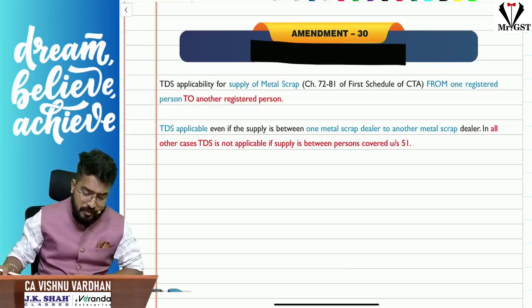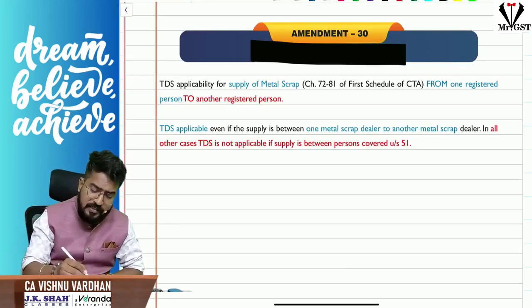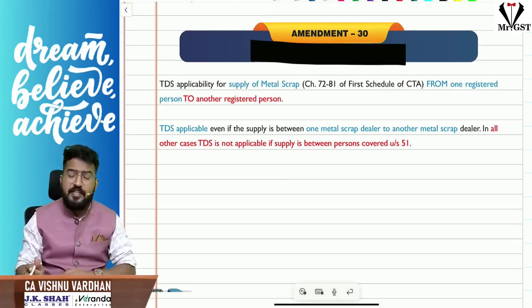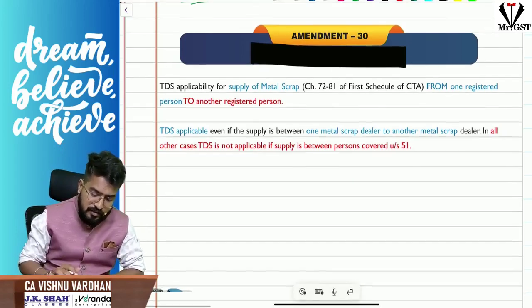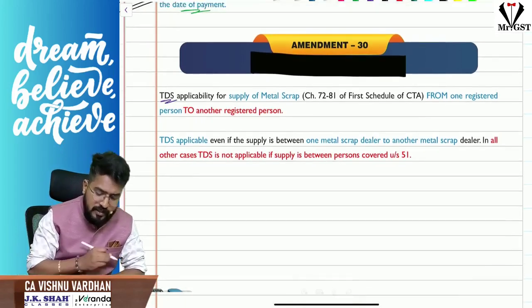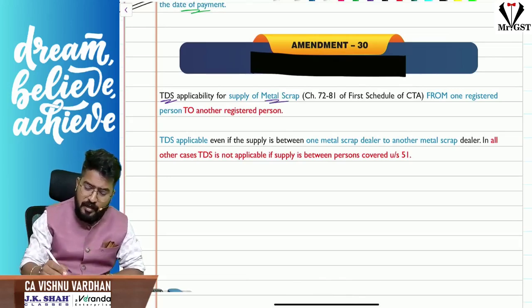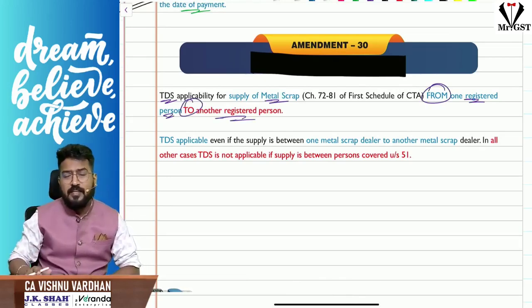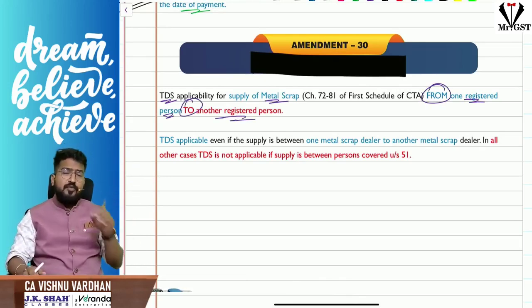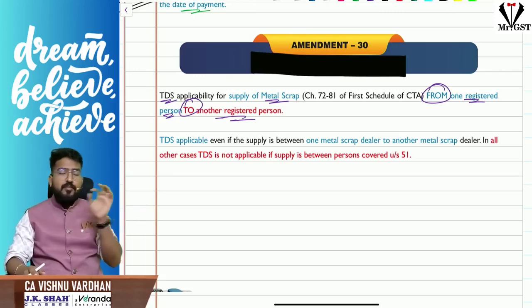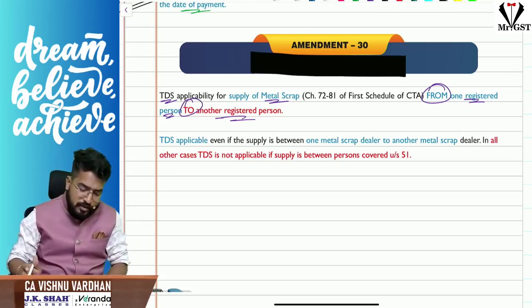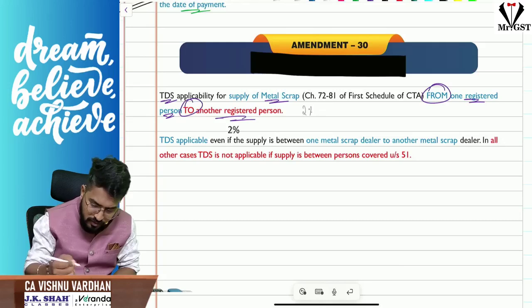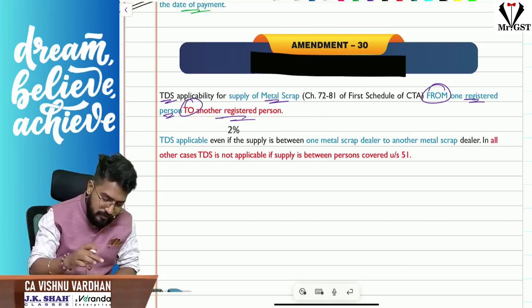The next amendment is with respect to the metal scrap dealers. We are seeing the metal scrap dealers. See, in RCM we have seen registration, now we are seeing it in TDS, sorry. Here, if you are a metal scrap dealer and you are a registered person selling to another registered person, then the buyer who is buying the metal scrap from you, you are also registered, he is also registered, he has the obligation of deducting tax at source, so TDS from you. So you all know TDS, 2%.